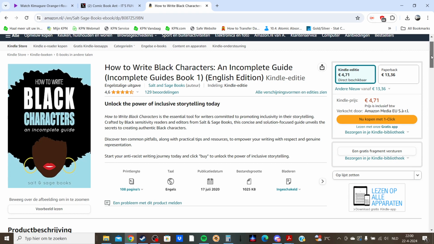So basically, black characters according to their limited worldview and their stereotypes, because they have limited understanding of how the real world works. I'm getting so sick of this debate. Discover 10 common pitfalls along with practical tips and research to empower your writing with respect and genuine representation, aka just make it bland and boring. And make their skin color, their race, their ethnic background, their sexuality, their main purpose. Start your anti-racist writing journey today and click buy to unlock the power of inclusive storytelling. Well, no thanks. Even though it's only 108 pages, published on July 17, 2020, and written in English.